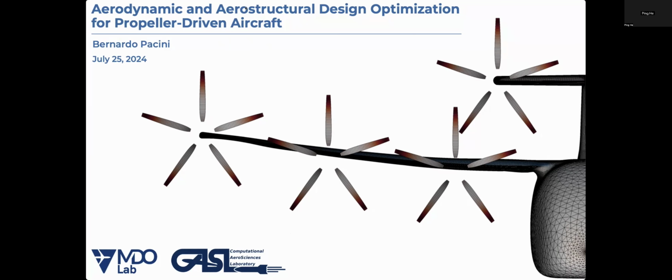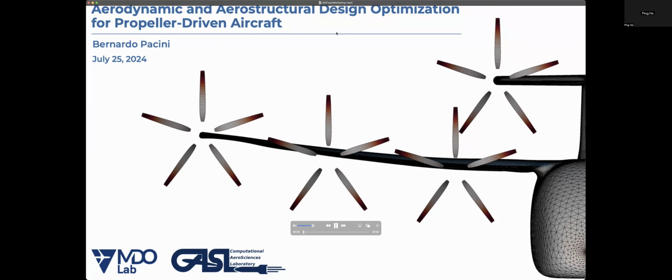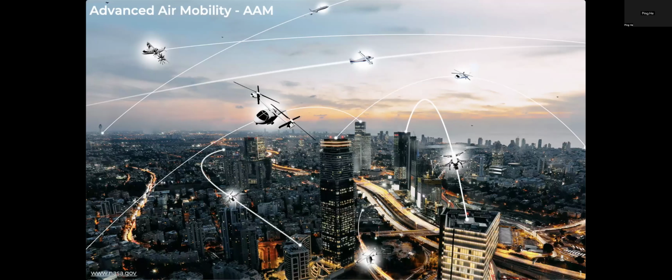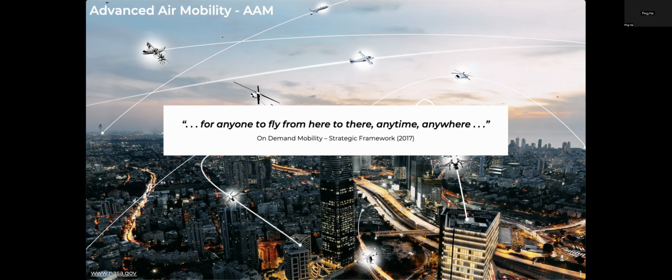Hello, my name is Bernardo Bassini, and today I'm excited to share my recent PhD work titled Aerodynamic and Aero-structural Design Optimization for Propeller-Driven Aircraft. My work is motivated by advanced air mobility, or AAM, and as shown in this visualization, this is a new idea for transportation into, out of, and within urban and rural environments. The idea is that we can develop a range of different vehicle types, as shown here, that can accomplish different missions to relieve the stress in our transportation systems. And the real thesis for advanced air mobility is for anyone to fly from here to there, anytime, anywhere.